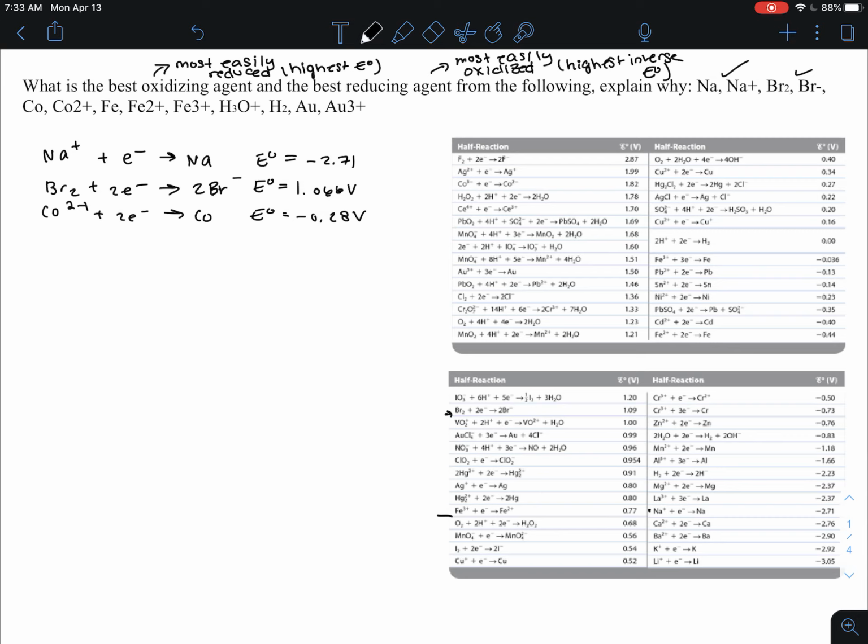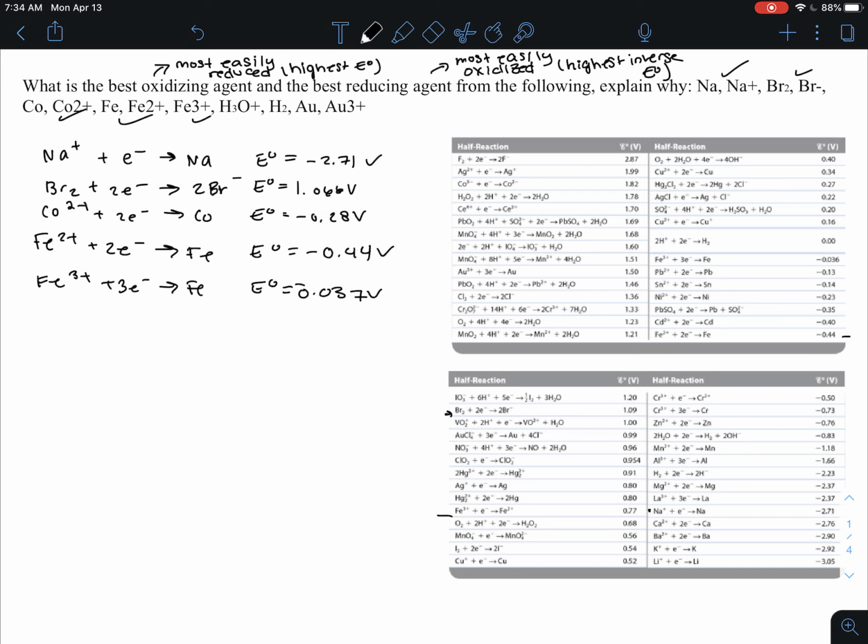Then we have the iron and iron 2+. Here's the iron 3+. Where's my iron 2+? Boom. So iron 2+ plus 2 electrons makes iron, and that's negative 0.44. And then I have iron 3+ plus 3 electrons to iron. I already found that one, and that was negative 0.037 volts. These are all volts, even if I'm not writing volts for every single one of them.